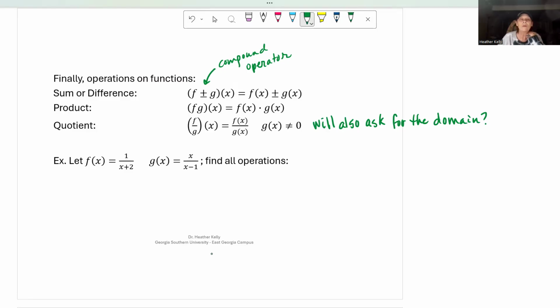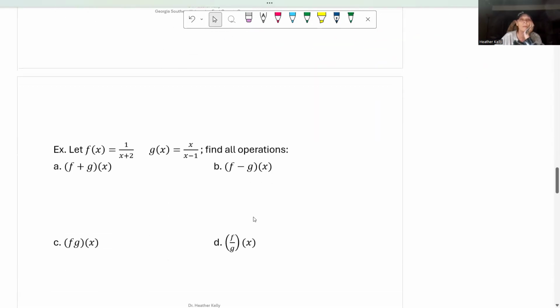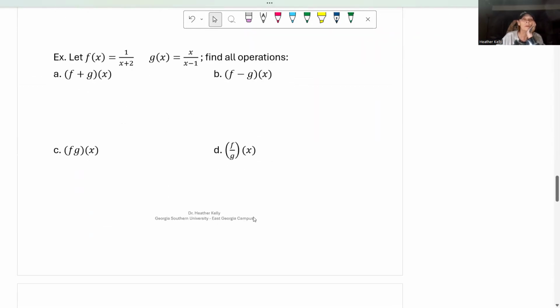Okay. And then we've got our product where you just multiply the two functions. And then, as I mentioned before, the quotient, which looks the scariest, but is actually the easiest, where you write one function on top of the other. No work really needs to usually happen with those. Okay, so let's take a look here. Let f of x be 1 over x plus 2, and g of x be x over x minus 1, and we're going to find all these operations.